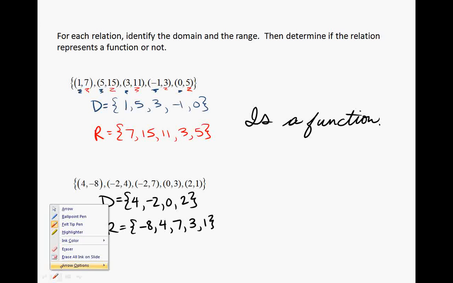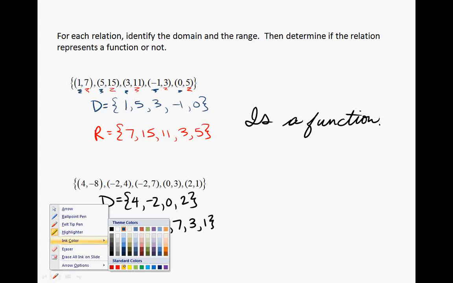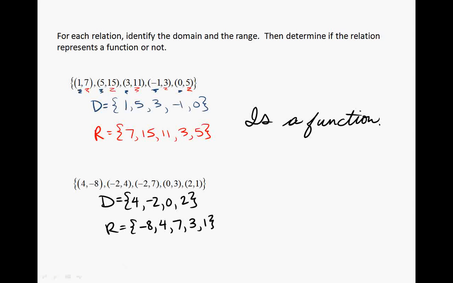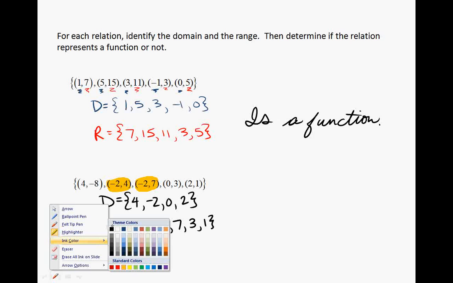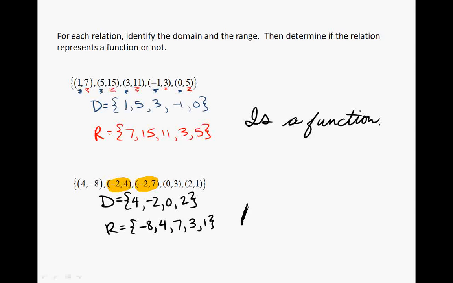Okay, look at all the x values or all the domain values. Do any of the domain values repeat? Yes or no? Well, in this case, yes. -2 is paired with both 4 and 7, so that's a problem. Therefore, this is not a function.